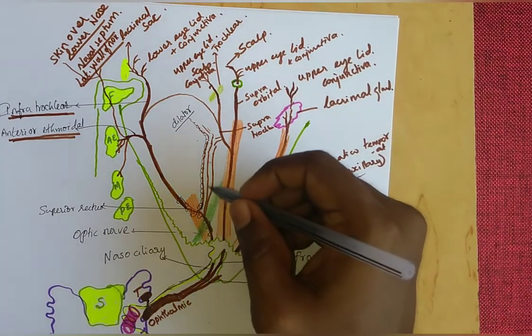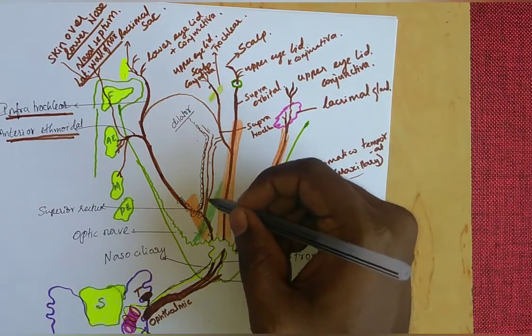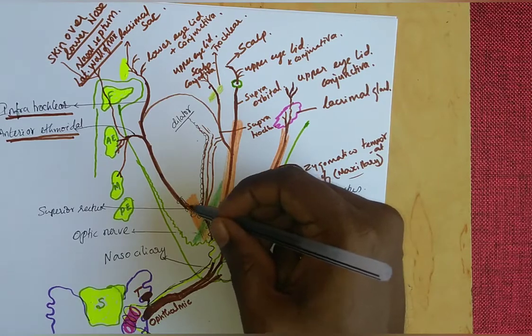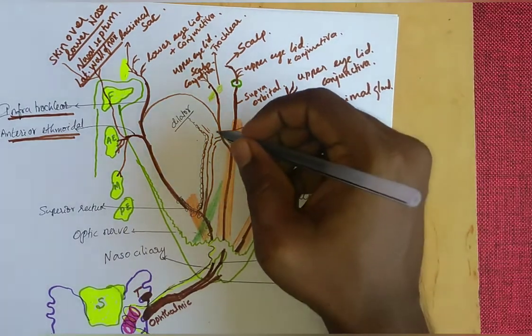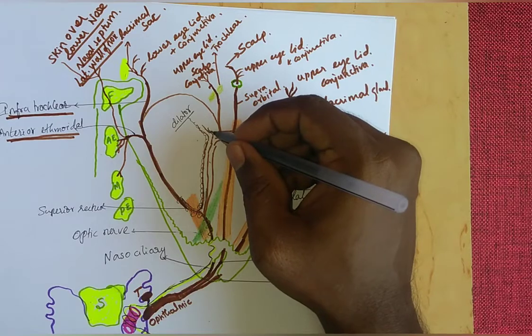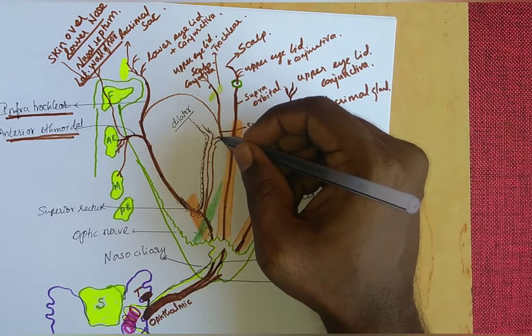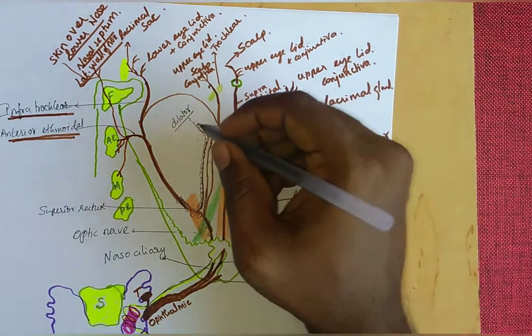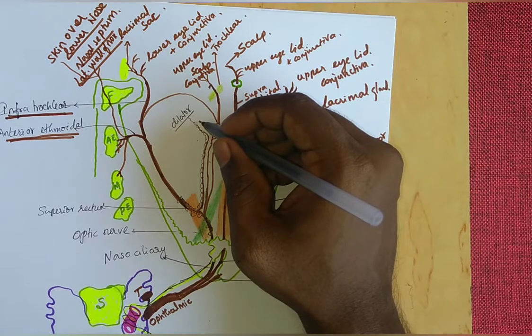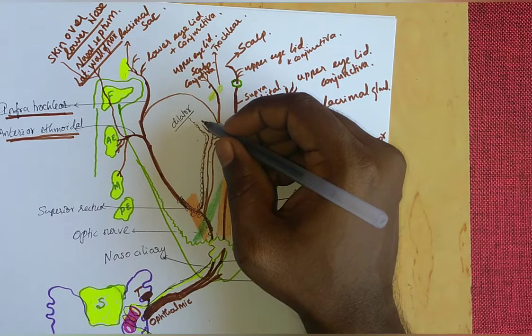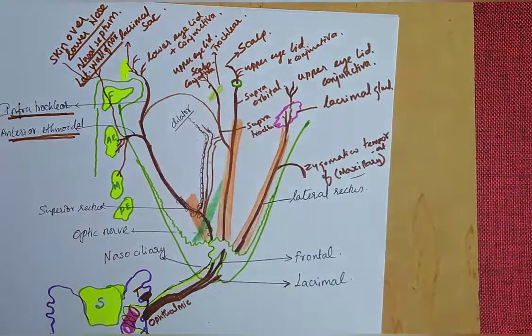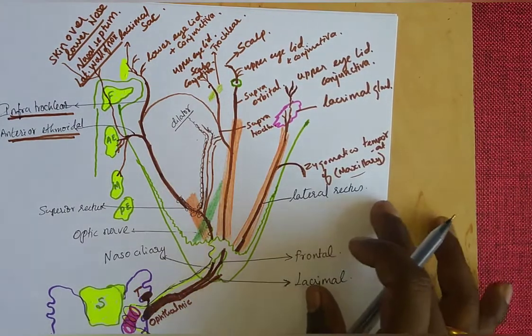So other than the sympathetics, the long ciliary nerves, which are coming from the nasociliary nerve, will be giving sensory fibers to the cornea. It will be giving to the iris and to the ciliary body.